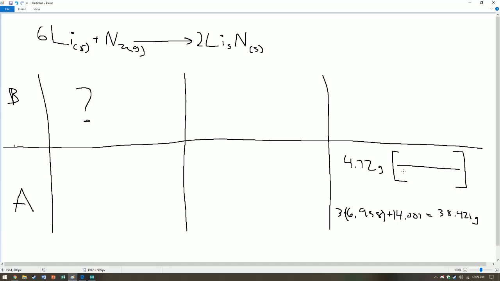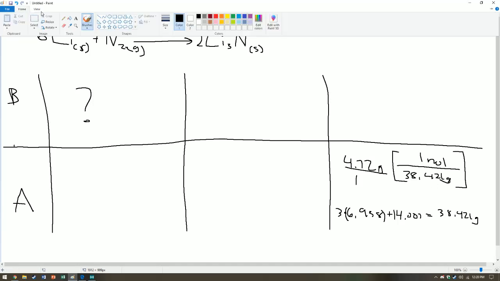So 38.421 grams and 1 mole. Remember, I'm writing my conversion factor in such a way that the units will cancel. I have grams in the numerator, and this is just over 1. Grams in the numerator, grams in the denominator, they should cancel and yield me moles. And when I do the division, I get 4.72 divided by the molar mass.